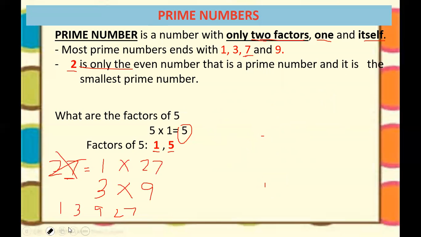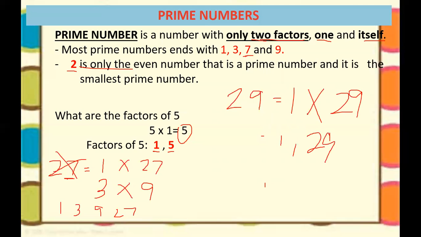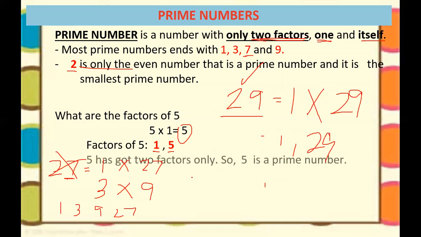Okay, another example. How about if I have 29? Do we have 29 in the times table? So we have 24, we have 28, 7 times 4. Do we have more? 29? We don't have. So meaning 1 times 29, it has 1 and 29, only 2. So it falls on 2 factors, 1 and itself. Therefore, 29 is a prime number. Do you understand? Okay. Now, 5 has 2 factors only, so 5 is a prime number.